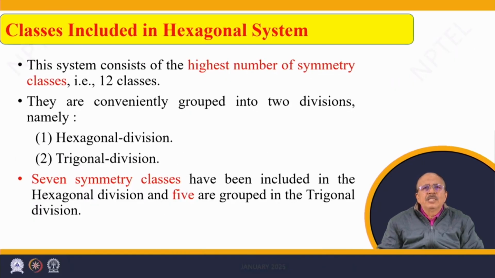Classes included in the hexagonal system are 12 classes. The system consists of highest number of symmetric classes, that is 12 classes. They are conveniently grouped into two divisions, hexagonal division and trigonal division. 7 symmetric classes have been included in the hexagonal division and 5 are grouped in the trigonal division.